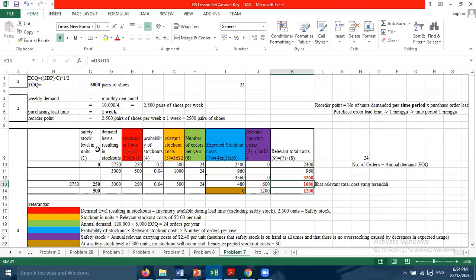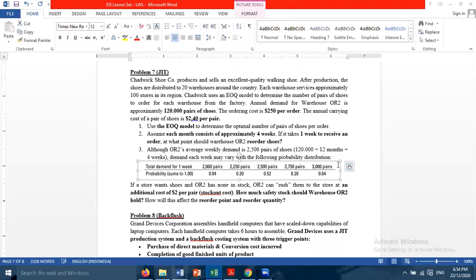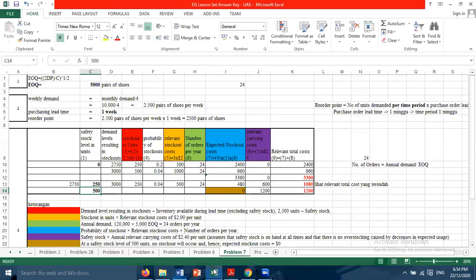Then same thing goes for the safety stock if it's 500 units. So if our safety stock is 500 units, there is no chance of us having a stock out, right? Because the maximum demand is 3,000 here, as we see in the table. So our expected stockout cost is 0. However, we will have relevant carrying costs. In this case, 500 multiplied by the carrying cost per unit, 2.4, which gives us 1,200.